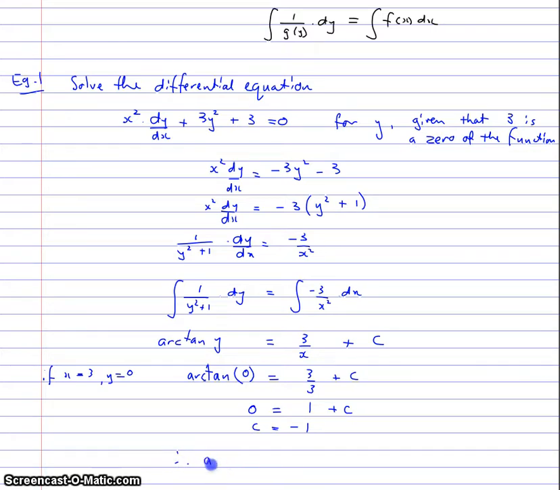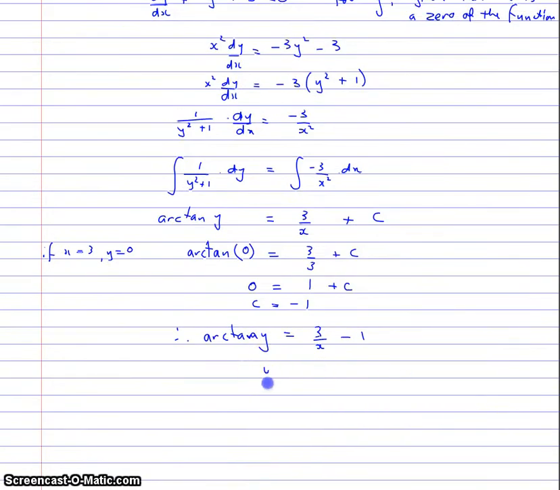That means that arctan of y will be equal to 3 over x minus 1, and y then will be equal to tan of 3 over x minus 1. Tan and arctan are inverse functions, so if arctan of y is this, that means y will be tan of our right-hand side. And that's our function. No more plus c, because we used our given information of x and y being 3 and 0 to find c, and therefore we have our specific function.